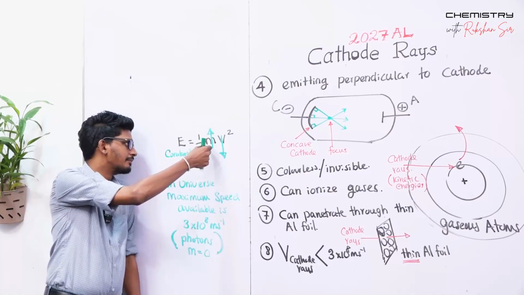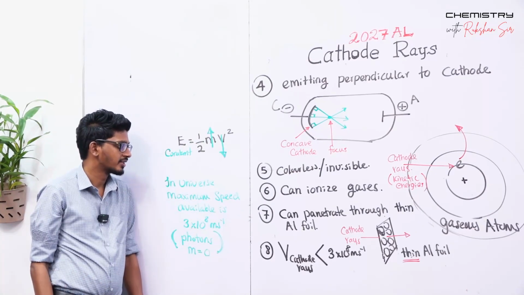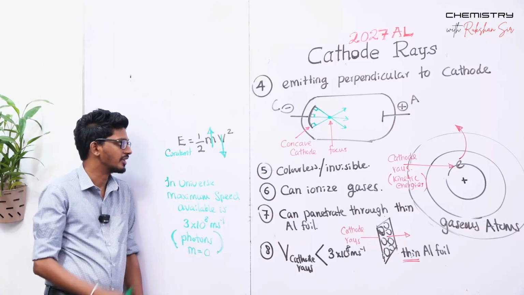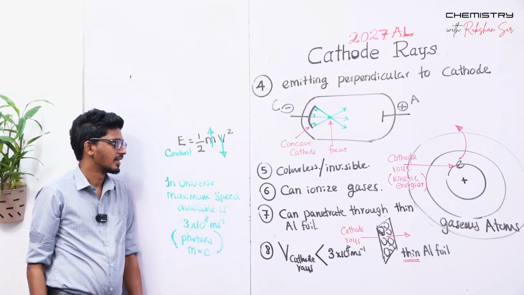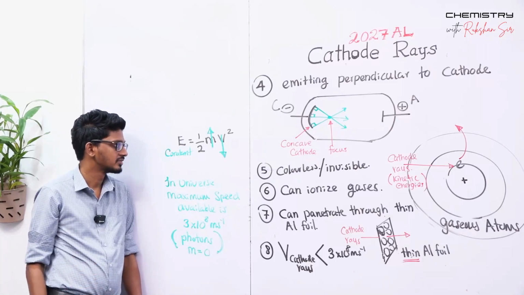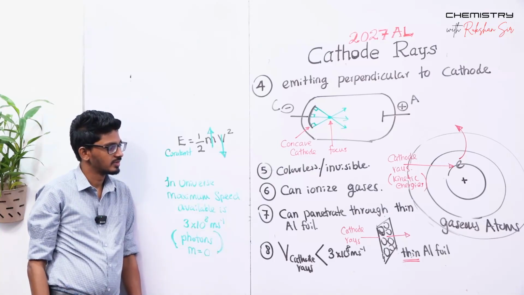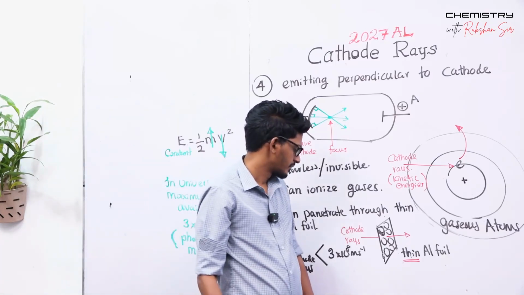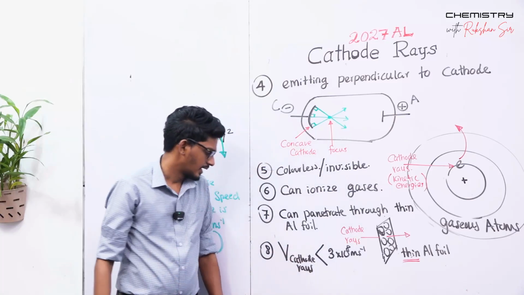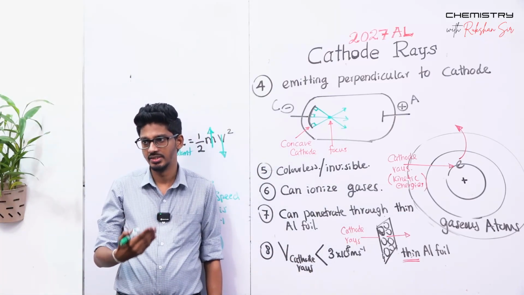When the mass increases, the speed drops, so the maximum speed of cathode rays is less than the speed of light. As cathode rays have some mass, a particular nature is there, so their maximum speed is less than the speed of light. So we have learned that the maximum speed of cathode rays is less than the speed of light. That is what we are learning here.